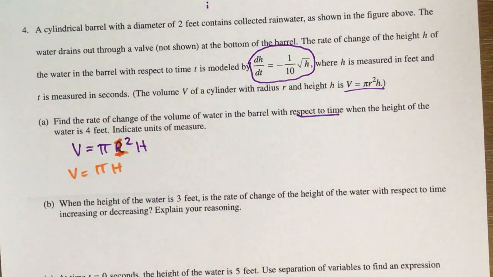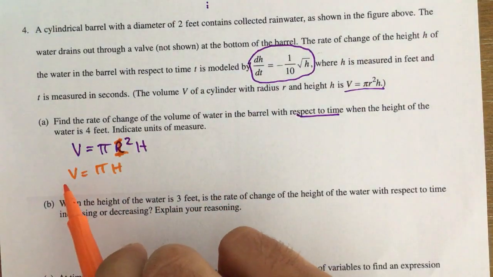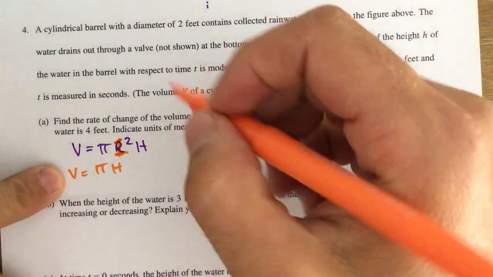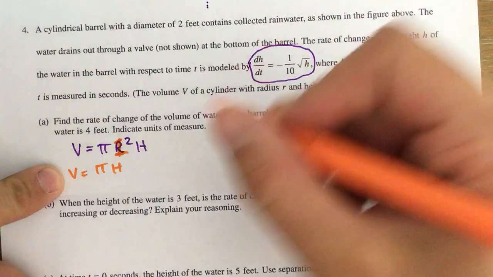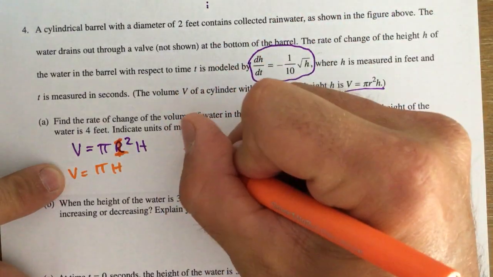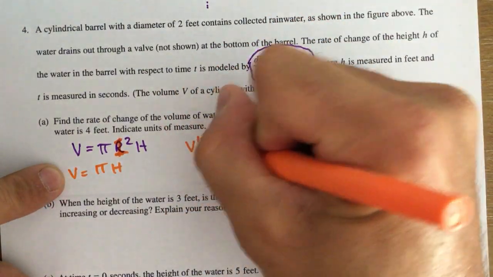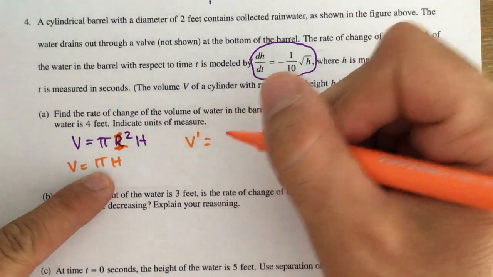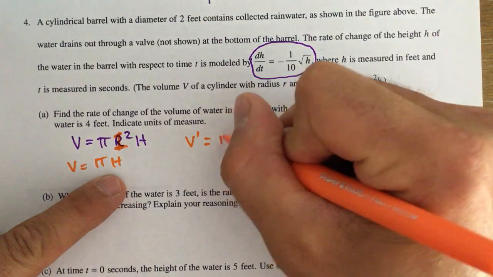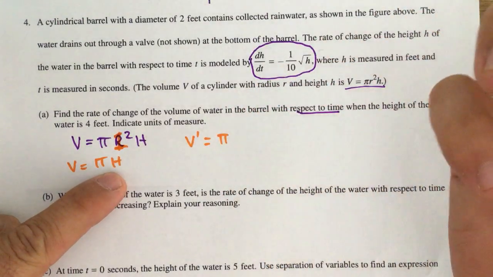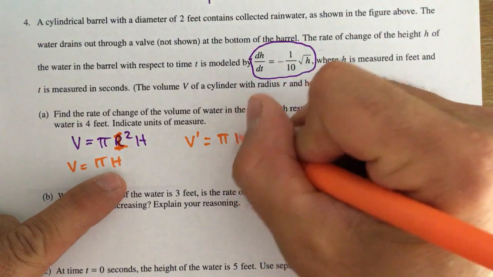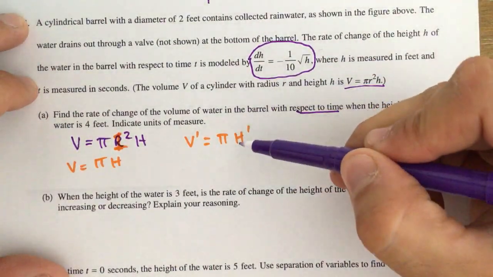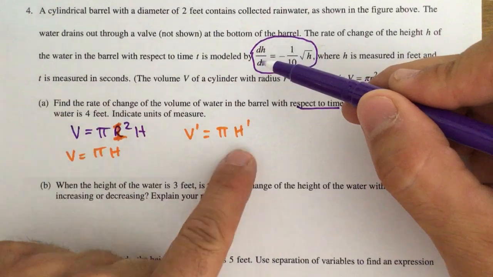That's it. And we want to find not the volume, but the rate of change of the volume. So we're going to take the derivative of V with respect to time, dV over dt, say V prime, equals, and the derivative of this is pi h prime. And h prime is really just dh over dt. That is this thing, right?